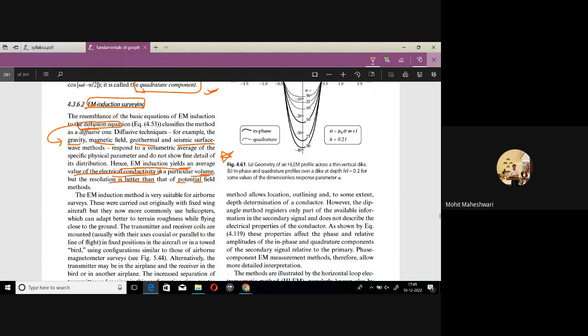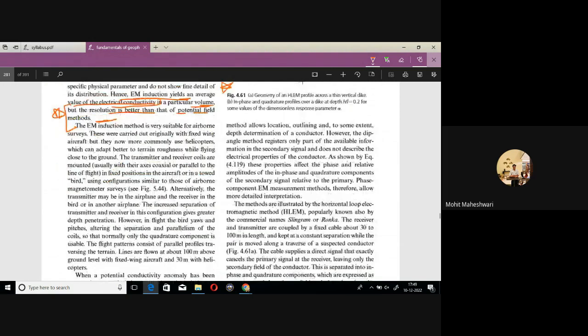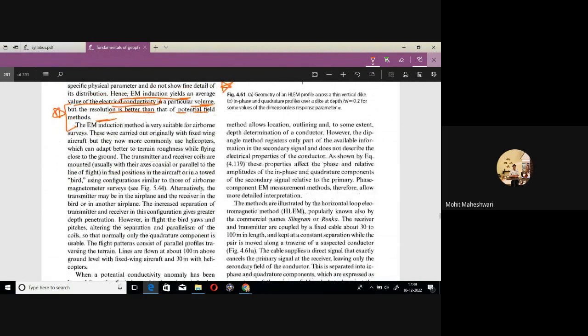But the resolution is better than the potential field methods. This is also a very important concept: the potential field methods are the gravity method and the magnetic method, and the electromagnetic induction method has greater resolution than the potential methods. The next important thing is that electromagnetic induction is very suitable for airborne surveys. How you will do the airborne survey is given there. These are carried out originally with fixed wing aircraft. The first thing is that you can use fixed wing aircraft, and the second is that you can use helicopters. So both are good.